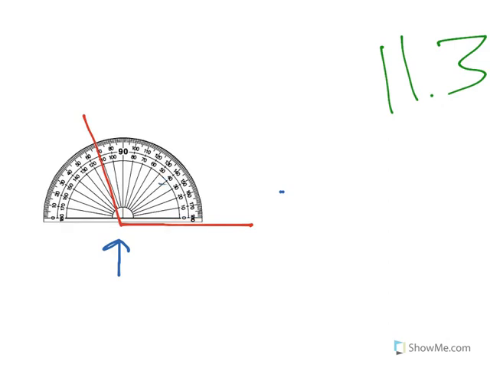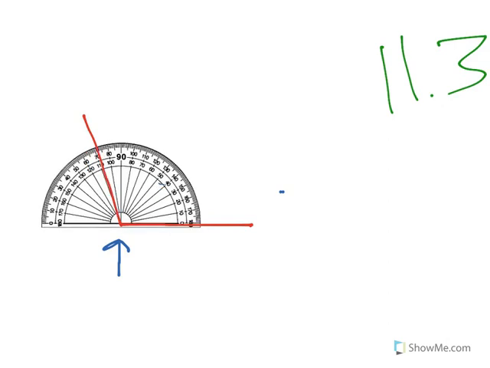Then the next key is, if I move that a little bit, you see that black line going down from the protractor, and the end is a 0. I'm going to line that middle up, and then I'm going to line my line on that black line. So there you go, I've got it lined up. Now all I have to do is read it.